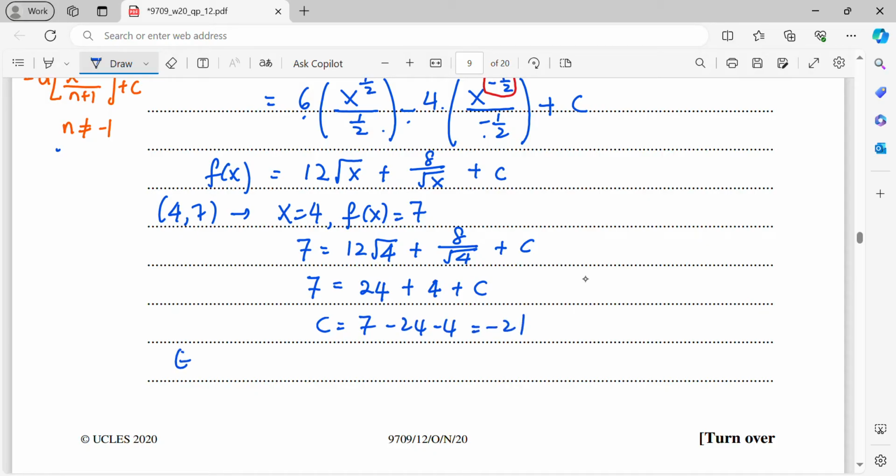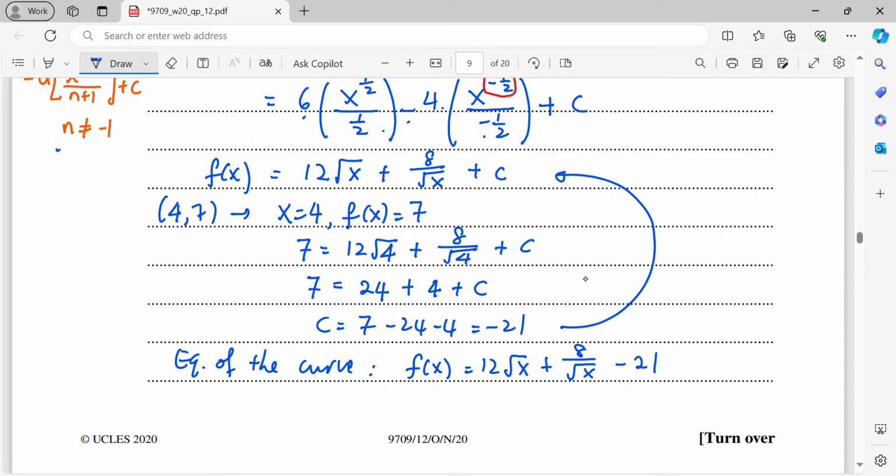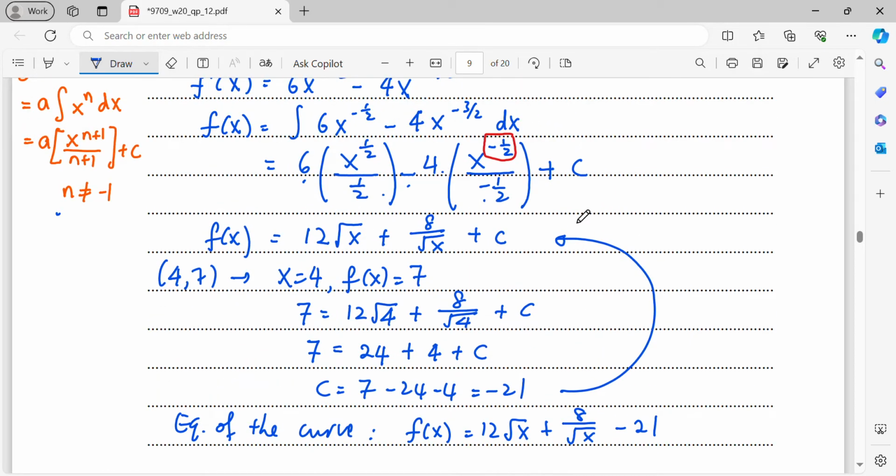Okay, so equation of the curve. Just substitute back this c into your f(x). It will be f(x) equals 12 square root x plus 8 over square root x minus 21. So that is the complete solution of this question.